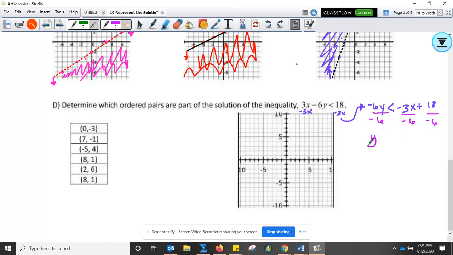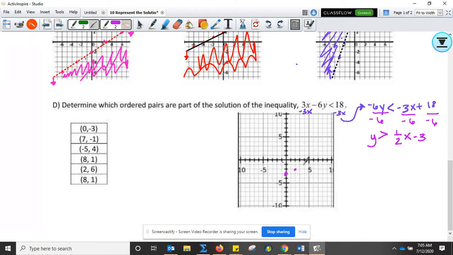And we have y. Since it's negative 6, I need to reverse my inequality, so y is greater than 1/2 x minus 3. Okay, so I need to start by graphing my negative 3, then my slope. Rise 1, run 2.